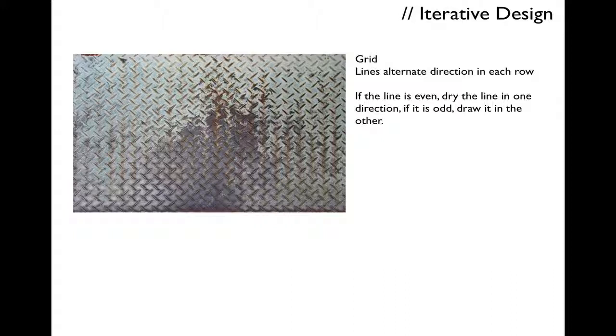The other thing I'm noticing is that the lines alternate direction in each row. So in one row they go in one direction, and then in the next row they go in the opposite direction. They sort of make this crisscrossing. So that's my idea. I want to create this, a little bit of my abstraction, and in terms of the algorithm, I want to find out if the line is even, then I'm going to draw a line in one direction. If it's odd, I'm going to draw it in the other.